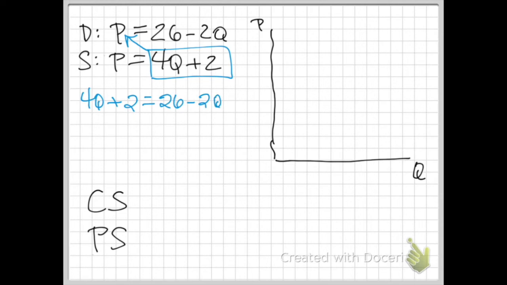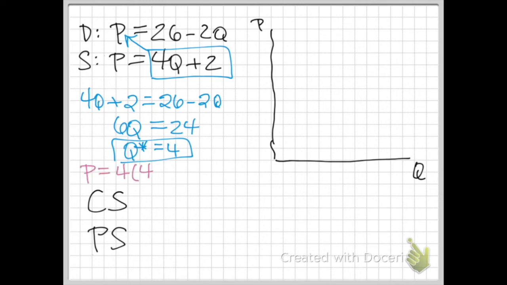I'm going to add those Q's to both sides, so I get 6Q, and then subtract the 2. 26 minus 2 is 24. So my equilibrium quantity is simply 4. And then I'll plug into either of those equations to get my price. So I'll just do supply. So P equals 4 times Q, which is 4, plus 2, so 16 plus 2, equilibrium price is $18.